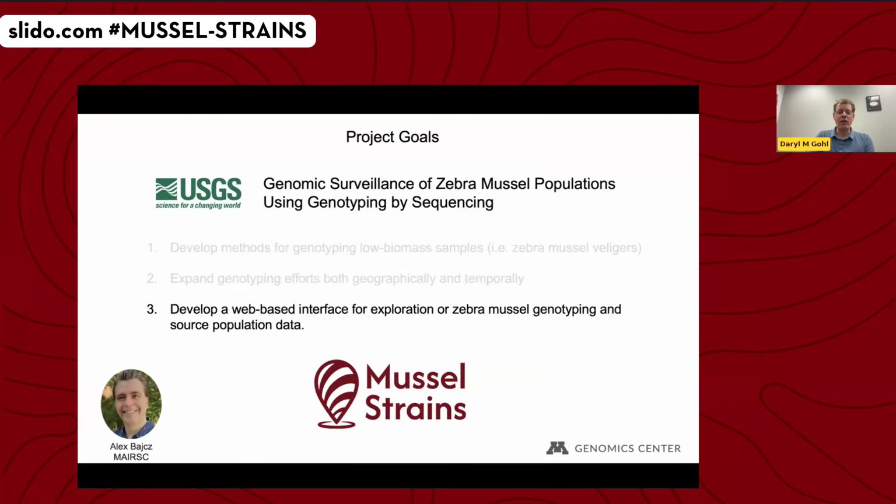Okay, so the final thing that we're going to talk about is this web-based interface for exploring the zebra mussel genotyping and source population data. We've been working together with Alex Badges, who's a quantitative ecologist with MASERC, and Alex has developed a number of web-based tools for exploring AIS data that many of you may have used in other contexts. So we've taken the data that we published in this recent paper, and we've developed a website which we're calling Mussel Strains. That pun is all Alex's, but I think it's a fun little name for this tool.